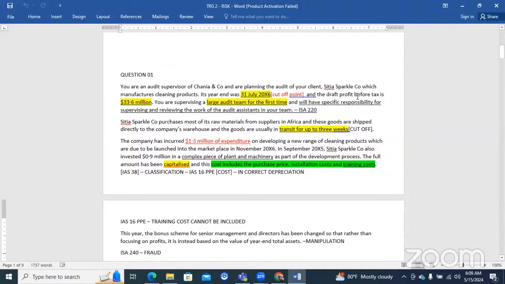The draft profit before tax is 33.6 million. Why did they give that? To calculate materiality. So when we need, we can assess materiality, because for the materiality threshold under ISA 320, you all know, profitability, net assets, revenue, all these things are given. You are supervising a large team for the first time, and will have specific responsibility for supervising and reviewing the work of audit assistants in your team.